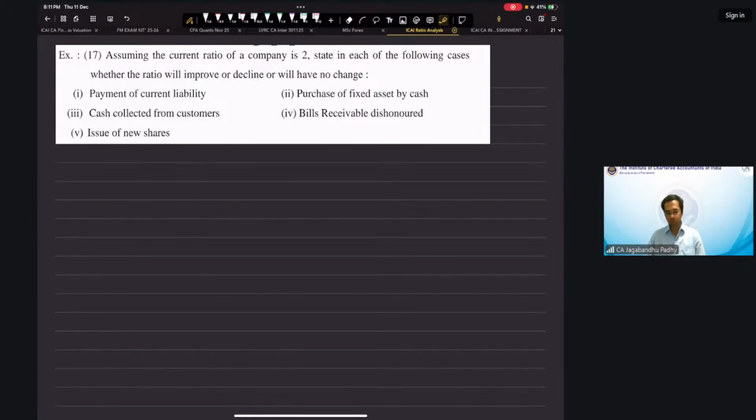Assuming the current ratio to be 2, which one of these is going to have an impact? Let's have a look at it. First up, when you are going to make a payment of current liability, what's going to happen to the current ratio? If you pay the current liability, what will happen to the current ratio? So let's just take an example.